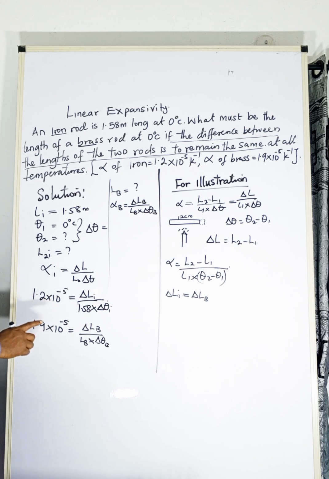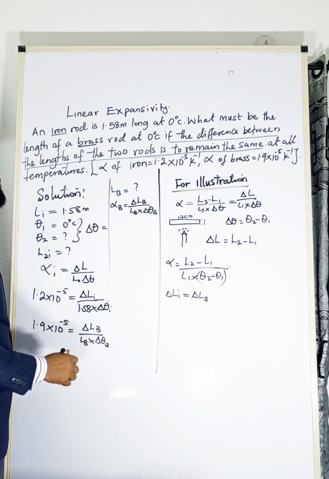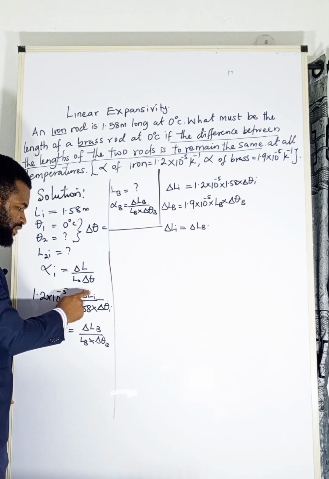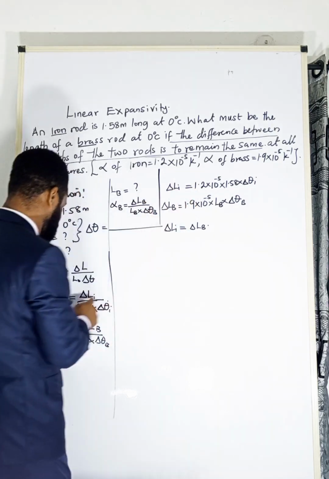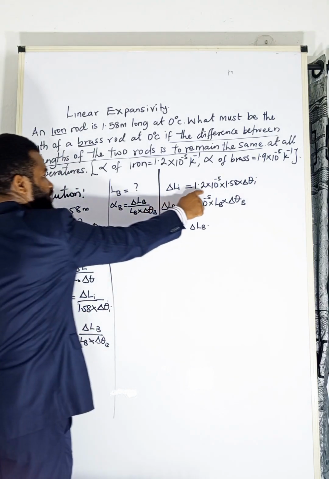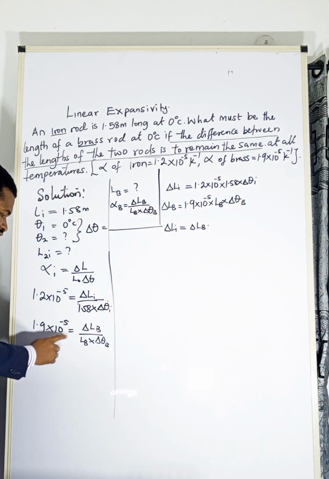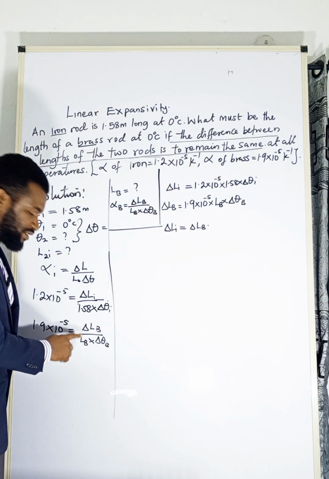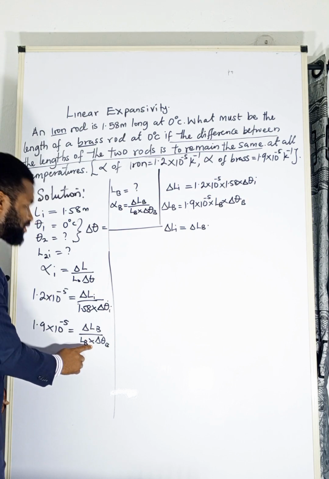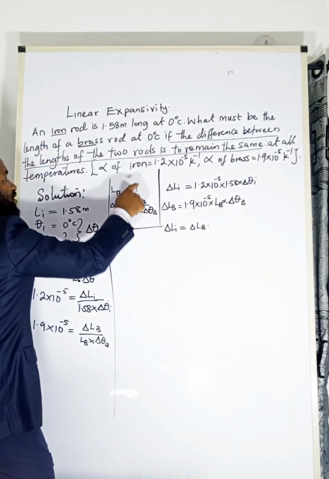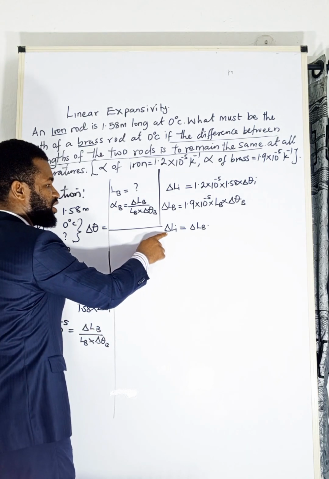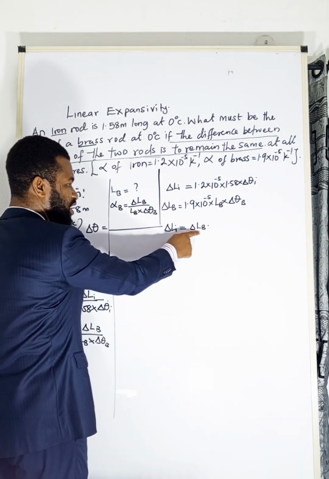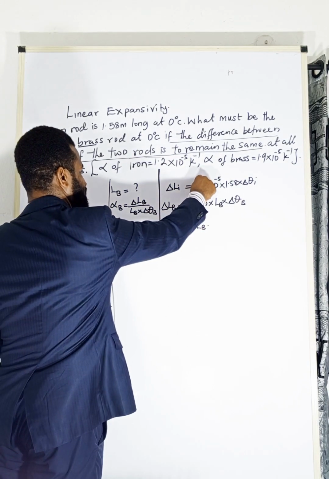Something you should know is that the change in length of iron and the change in length of brass are the same thing. I made the change in length of the iron the subject of the formula. So it says that the change in length of iron is equal to this times this, and that is how I got this whole thing here. Then the change in length for the brass is the same thing as this times this, and that is how I have it here. But since they say the difference in length of the two rods is the same, therefore the change in length of iron is equal to the change in length of brass. So I'm going to say that this is equal to this.